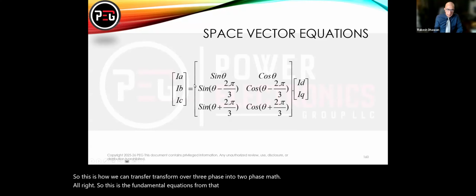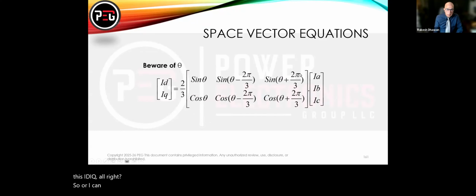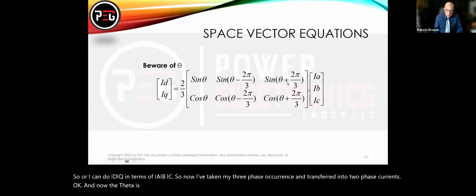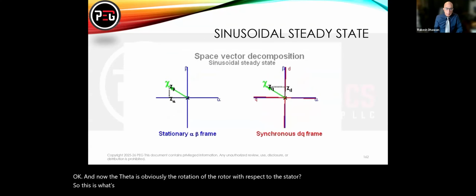And I can now have IA, IB, IC equal to a matrix like this times ID, IQ. All right, or I can do ID, IQ in terms of IA, IB, IC. So now I've taken my three-phase currents and transformed them into two-phase currents. Okay, and now theta is obviously the rotation of the rotor with respect to the stator. So this is what's happening inside the motor when we use this math.